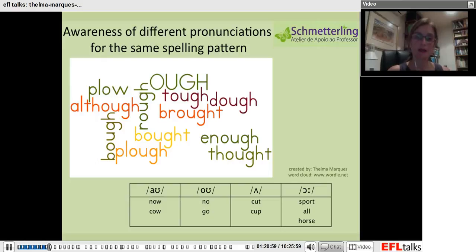Then I gave them those words. They would look up in the dictionary, read the transcription, and find the corresponding column here. So although would go with no. For enough, cut, cup. So the students read the transcriptions. They don't understand all the transcriptions, but they get the sound.